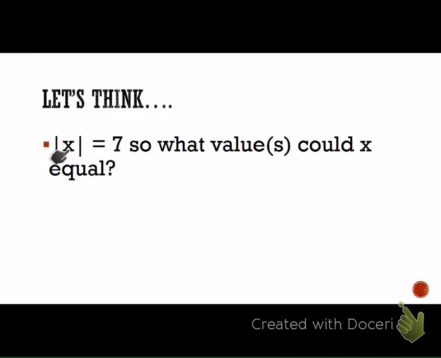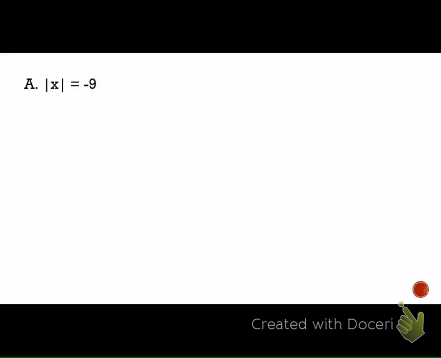Negative 7 would work for x. That would give us a solution of 7. Also, 7. So the two solutions for x here would be 7 and negative 7, because the absolute value of 7 is 7. The absolute value of negative 7 is also 7. Okay? Any questions so far?